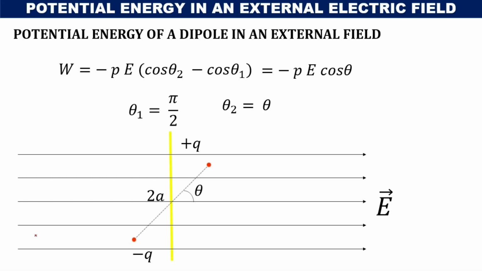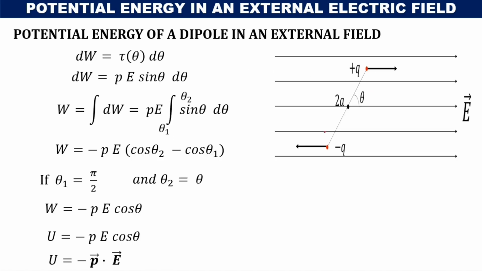Since both dipole moment and electric field are vector quantities, and work done is a scalar quantity, we can write this as minus vector p dot vector E. So this amount of work done will be stored in the form of potential energy of the electric dipole. Finally, the notes for the same. You can take a screenshot of this slide.